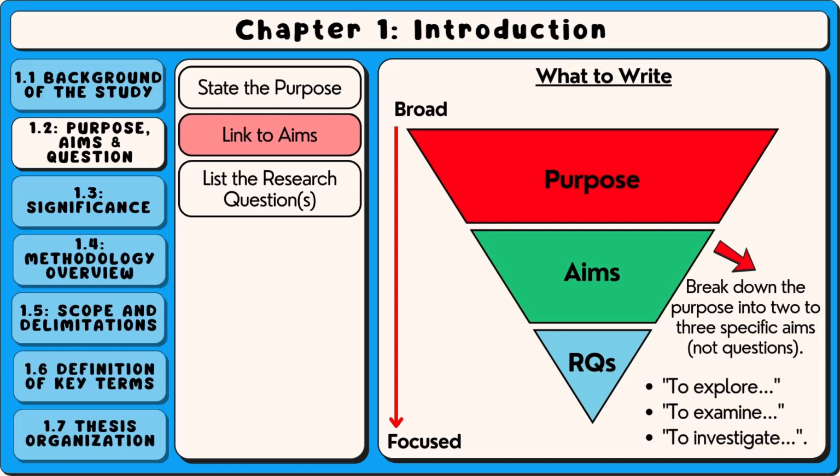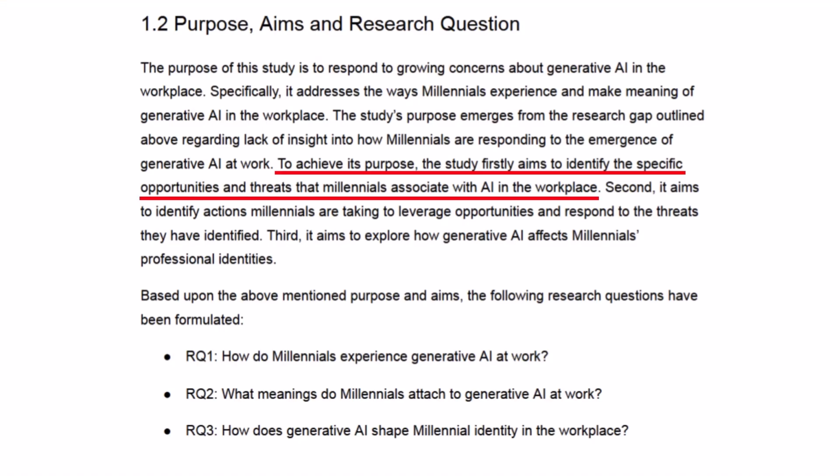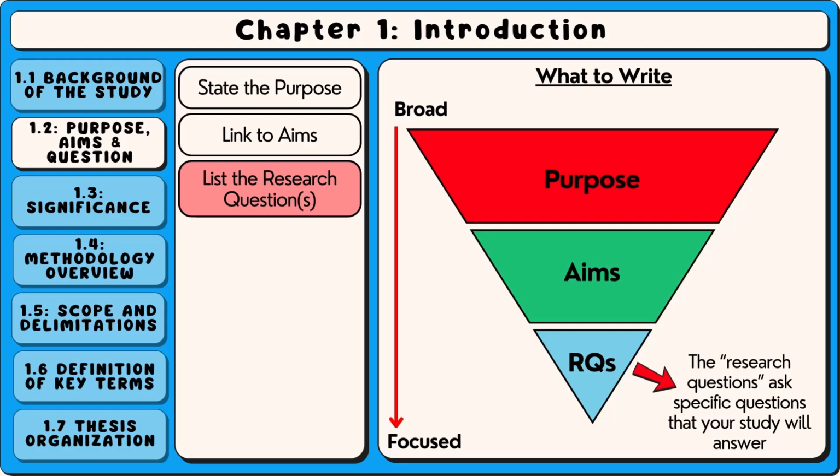Moving on to the aims, you want to break down the purpose into 2 to 3 specific aims that you start with phrases such as to explore, to examine, or to investigate. For example, you might say, to achieve its purpose, the study firstly aims to identify, and then insert something you want to identify. In our sample thesis, the first aim is introduced like this. To achieve its purpose, the study firstly aims to identify the specific opportunities and threats that millennials associate with AI in the workplace. Thirdly, we will list our research questions.